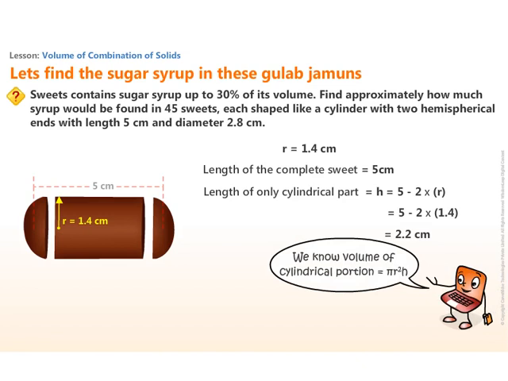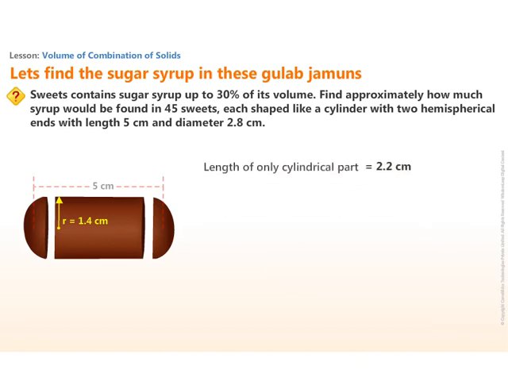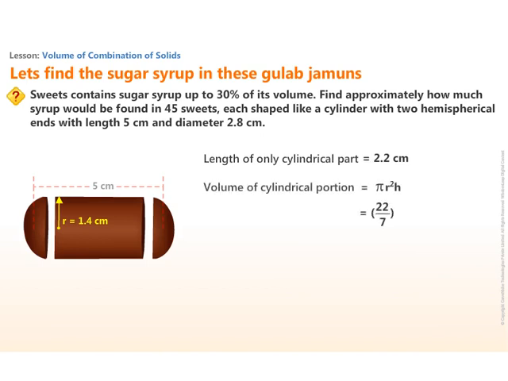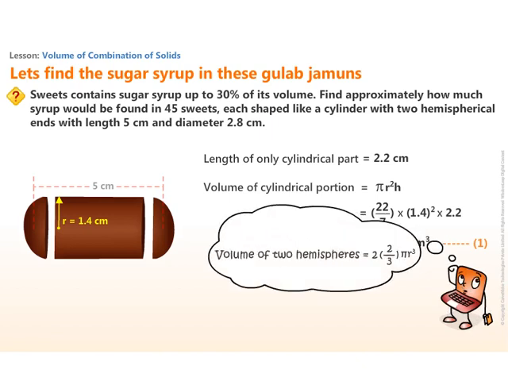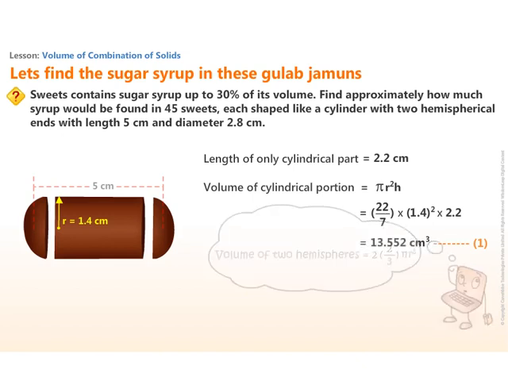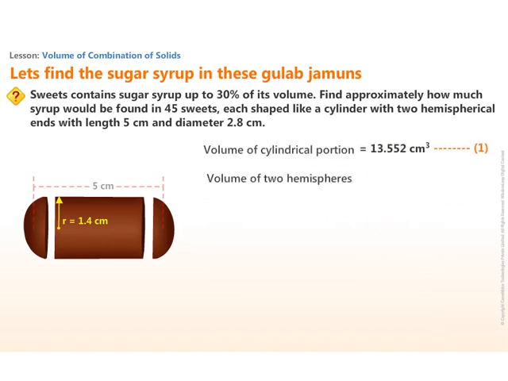We know volume of cylindrical portion is pi r square h. On substituting the values of radius and height, we get volume of cylindrical portion as equal to 13.552 centimeter cube. We know that the volume of two hemispheres is equal to 2 times 2 by 3 pi r cube. On substituting the values of radius, we get volume of the two hemispheres as equal to 11.498 centimeter cube.